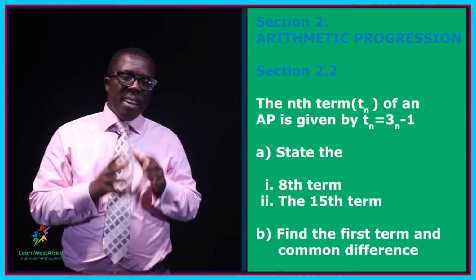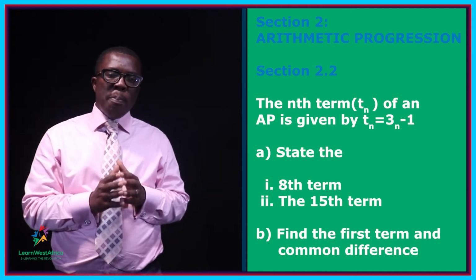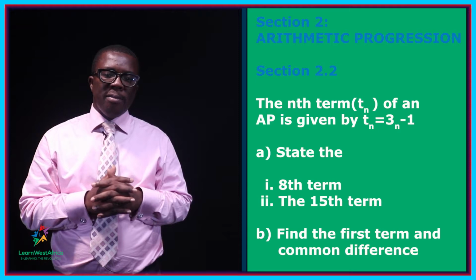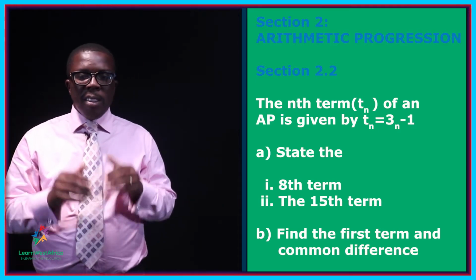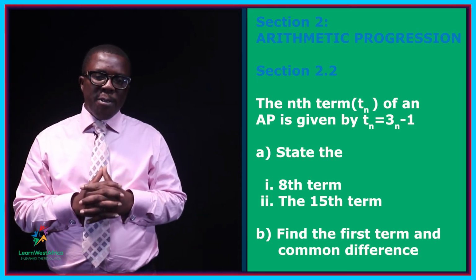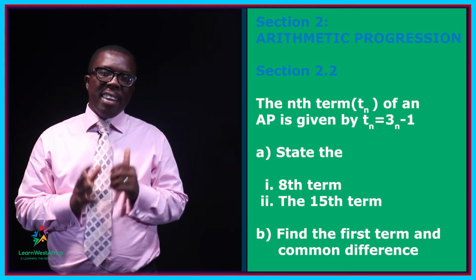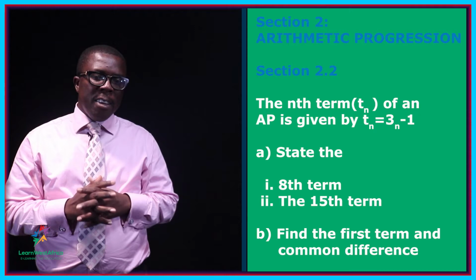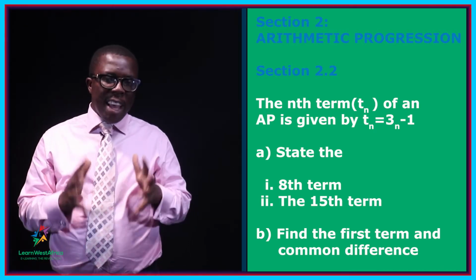Question 1. The nth term, Tn, of an AP is given by Tn is equal to 3n minus 1. A. State I, the 8th term, II, the 15th term. B. Find the first term and the common difference.